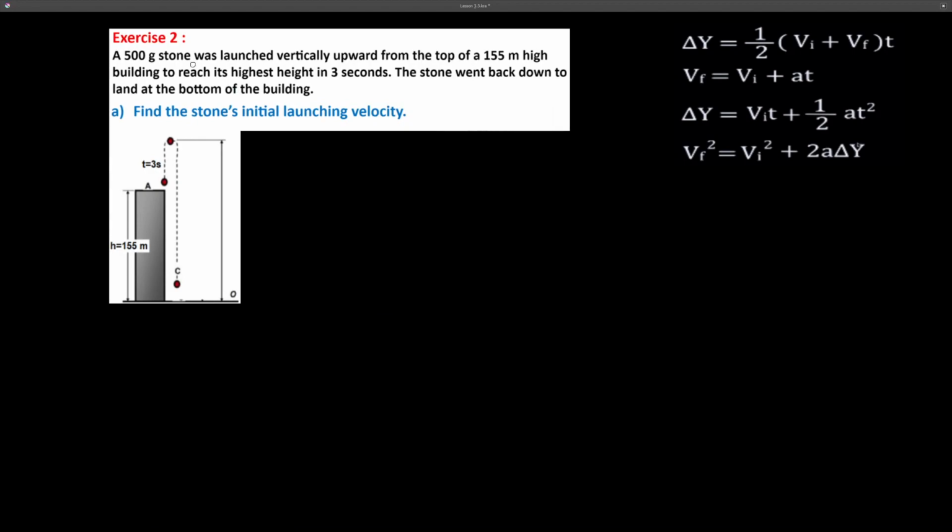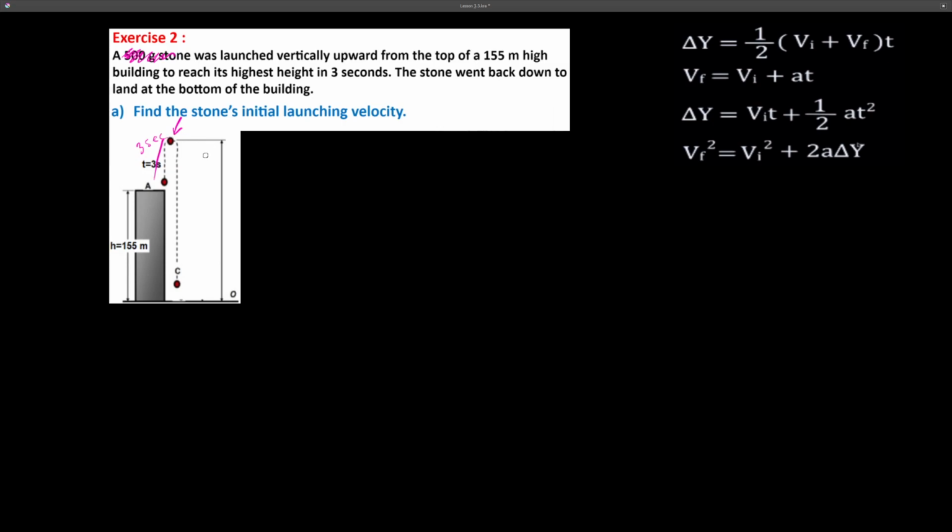So exercise 2, a 500-gram stone. Immediately you see 500-gram stone, we can cross it out when solving for free fall. We don't care about mass right now. And it was launched vertically, so went up from the top of a hill, and it's 155 meters, like it shows here. And it reached the highest point. This is the highest point right here. It reached this point in 3 seconds.